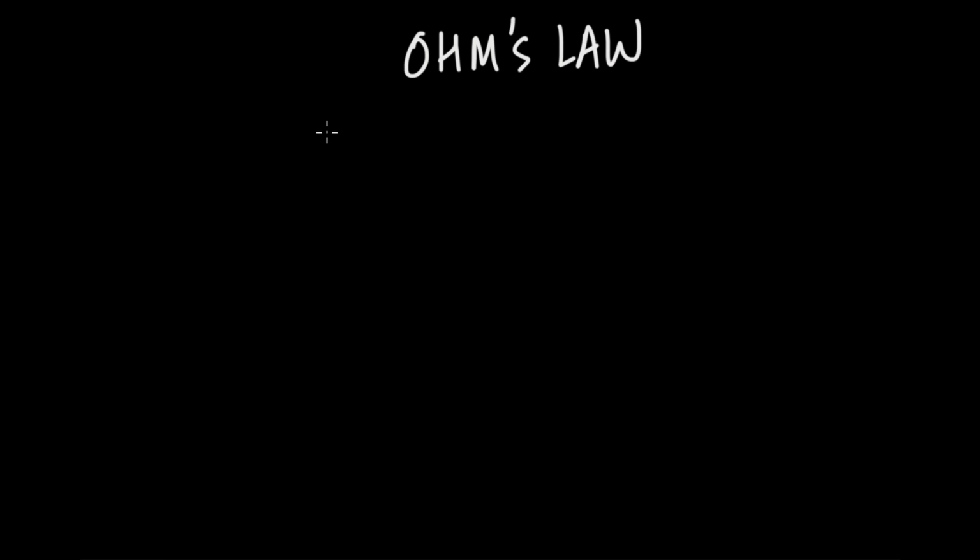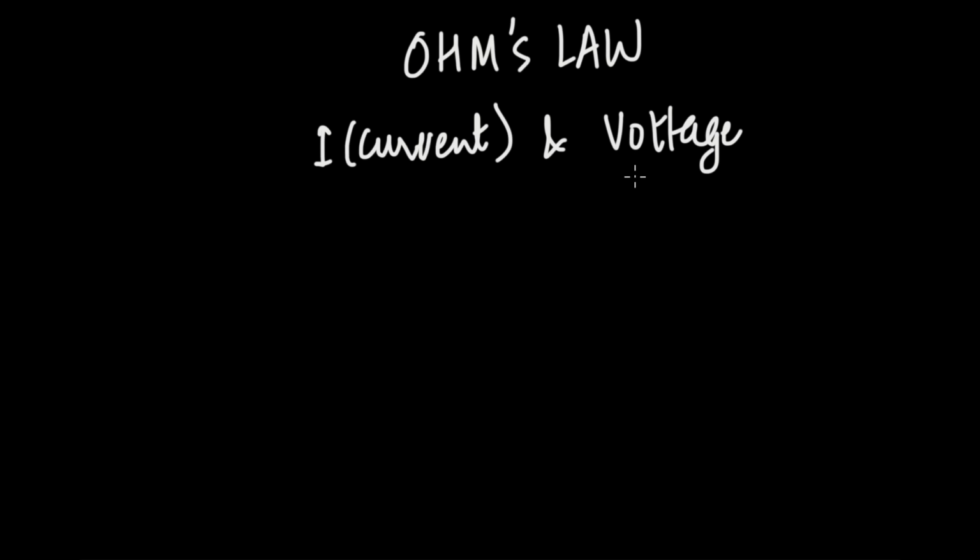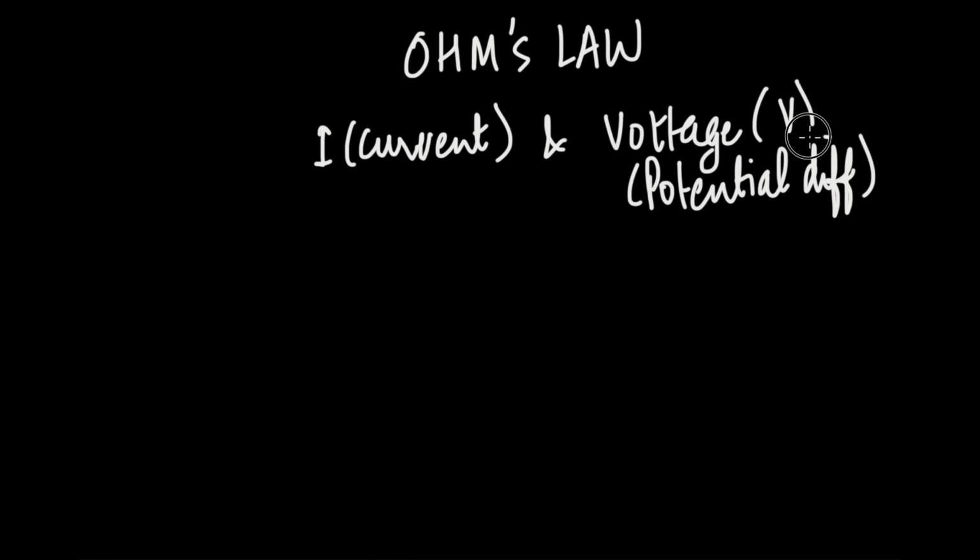So now I come to Ohm's law. And what it gives us is a relationship between the current, which is I, and the voltage or the potential difference. So it gives a relationship between these two elements, and voltage we represent by a V. What it says is that the voltage in a circuit is directly proportional to the current in the circuit. As in, when we increase the voltage in a circuit, the amount of current also increases proportionally.